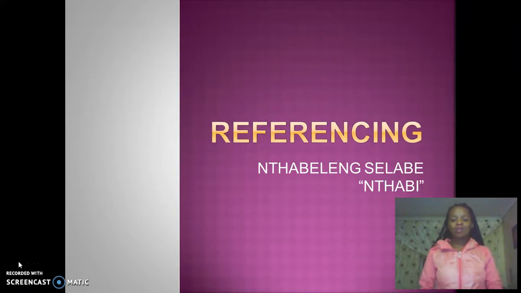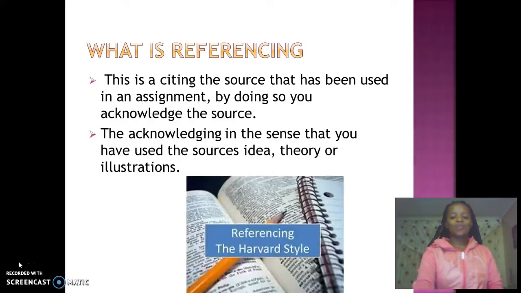On today's tutorial, we'll be talking about referencing. What is referencing? Referencing is the citing of the source that has been used in an assignment. By doing so, you're acknowledging the source, in the sense that you have used the source's ideas, theories, and illustration.